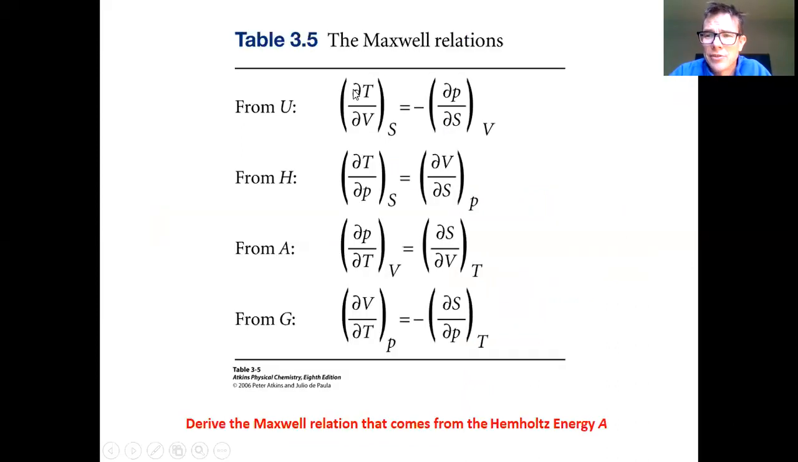It turns out that each one of these thermodynamic variables gives rise to its own Maxwell relation. You do the exact same thing that you did for the internal energy, and you can derive these 4 Maxwell relations.